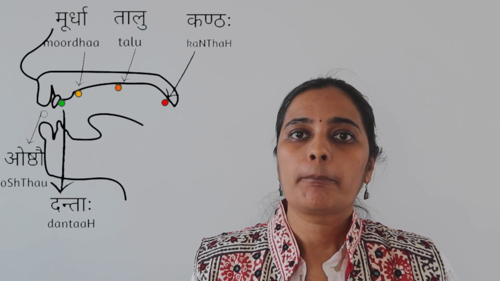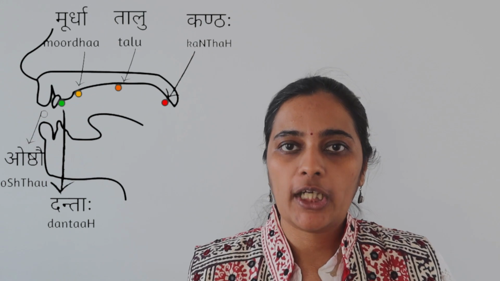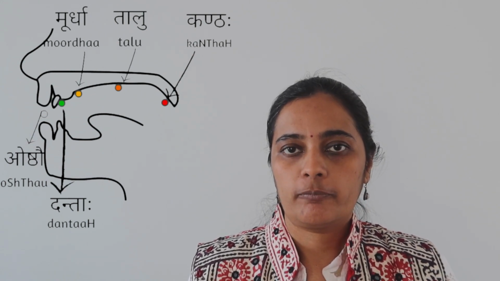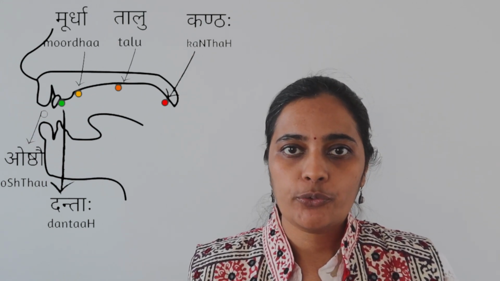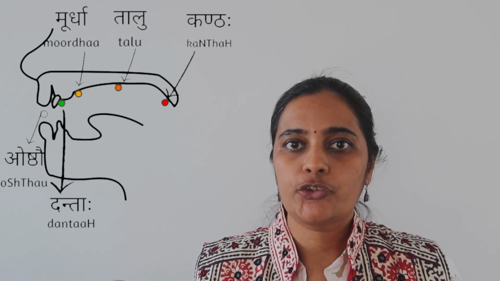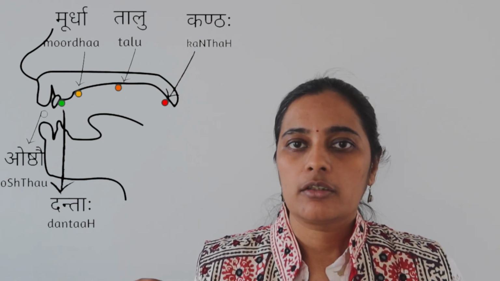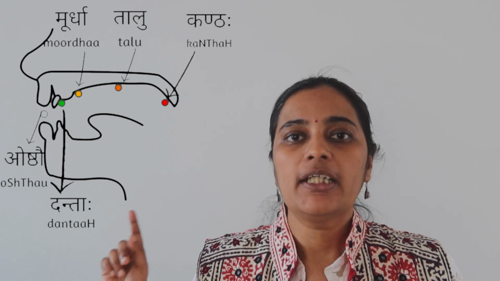This sh is called murdhanya shakara because it is produced from the murdha region. Just to revise, I will show you the diagram again, which clearly shows what is the murdha region. Murdha region here in this diagram is marked with a yellow dot. It comes next to the talu region. It is the roof of the tongue, and the sutra which spoke about the murdha is Ritu Rashanam Murdha. That is, all these sounds are produced from the murdha region.